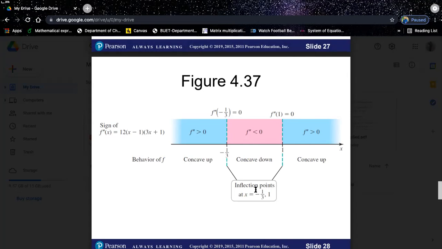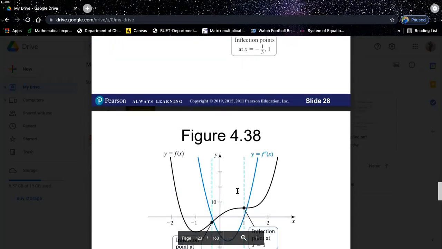Any question from this? No questions at all? Is there any scenario where the second derivative would have a rational function? Yeah, of course, why not?